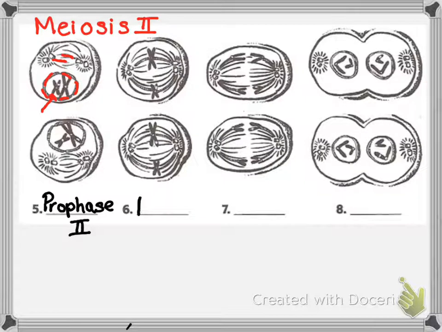Now, in metaphase 2, you can see that the chromosomes, again, are lined up in the middle, like in metaphase. And this time, they are individually lined up. So that's important. Make sure you know that they're individually lined up in the middle. And, again, the spindle attaches to the centromere.